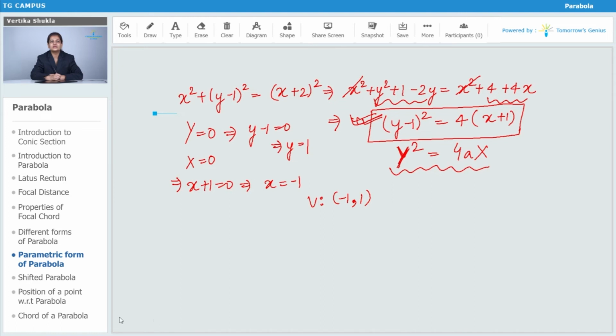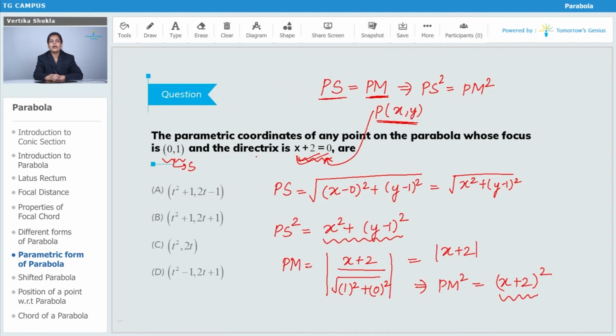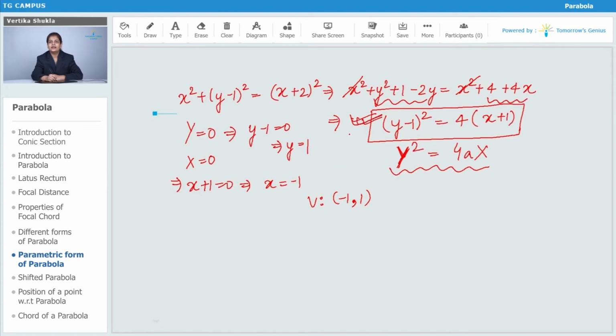Now what have they asked in the question? They are asking for the parametric coordinates of any point on the parabola. This equation of the parabola resembles y square equals 4x. For y square equals 4x, we had discussed the coordinates as capital X equals at square and capital Y equals 2at. These were the parametric coordinates that we had discussed for y square equals 4x. If I compare these two equations, the value of a can be very clearly seen as 1.